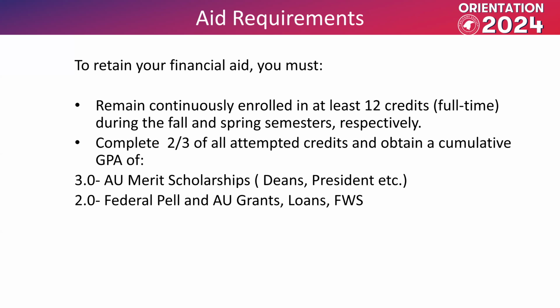Now, if you're the recipient of a federal Pell Grant or AU Grant, Loans, Work Study, and that's all that you've received, then your minimum cumulative GPA requirement is a 2.0.